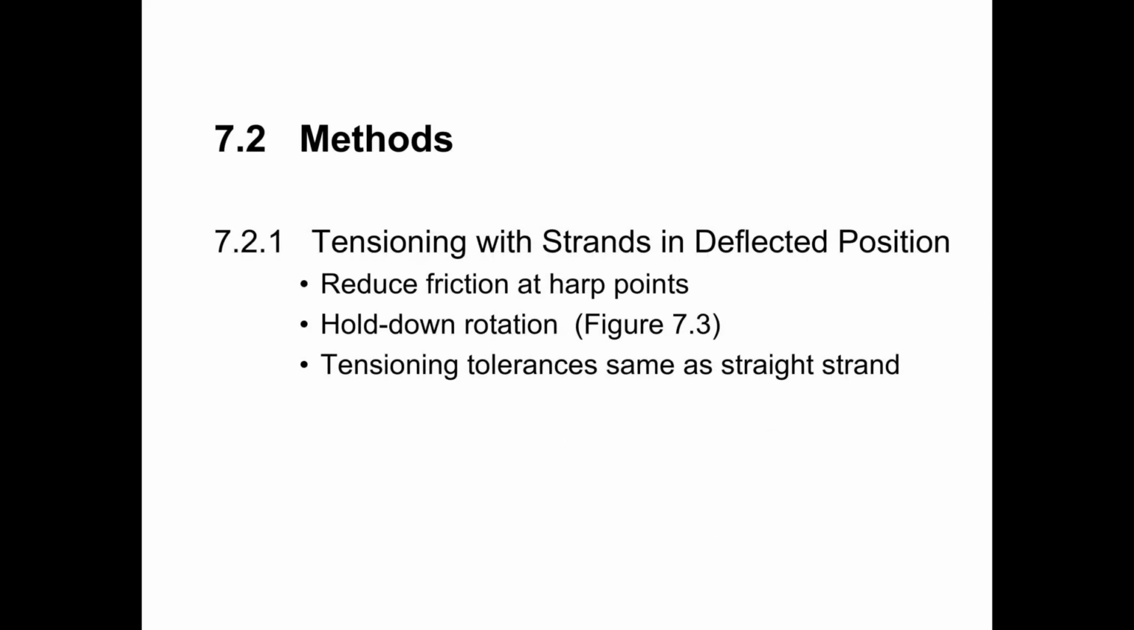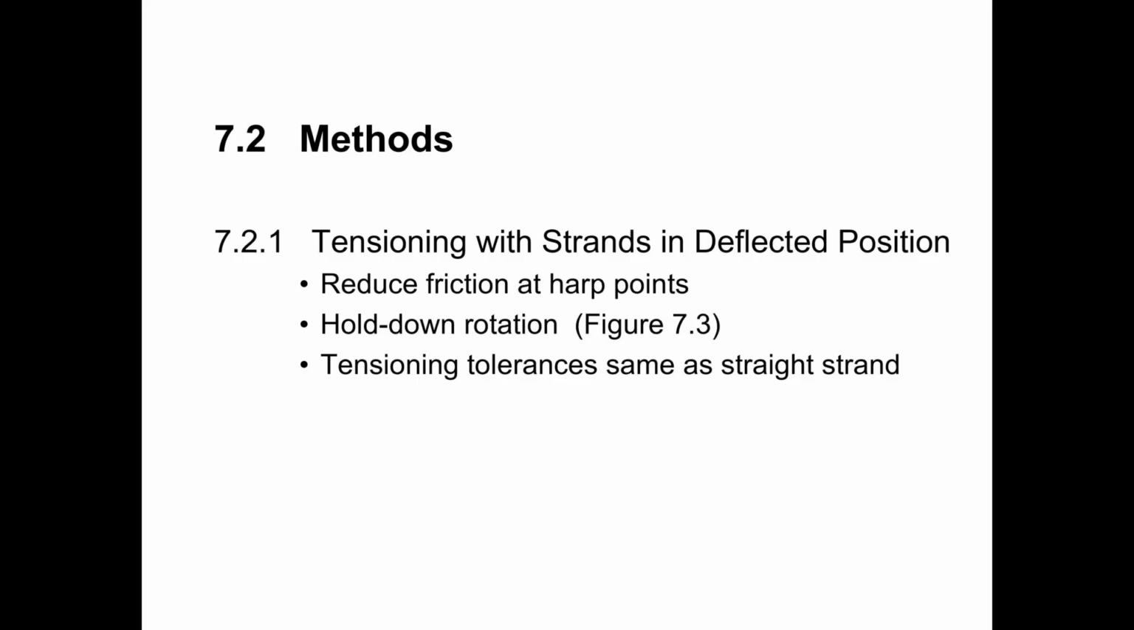Okay, so some things to keep in mind when we tension strands in the deflected position. We want to reduce the friction at the hold up and hold down locations by using rollers. There's other ways that we can reduce the friction at those points as well that we'll talk about as we go along. Typically, our hold down devices and hold up devices are going to be capable of rotating so that they can geometrically align with the force vector that is in the strand. So a good representation of this is figure 7.3.